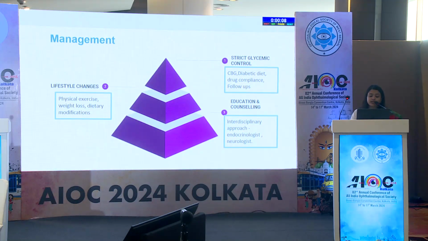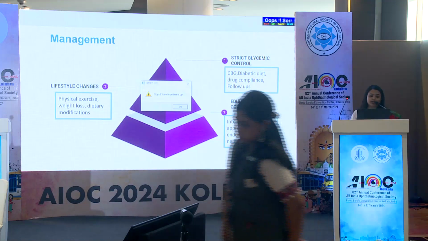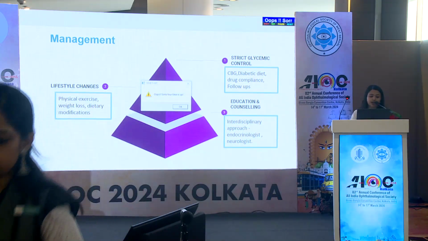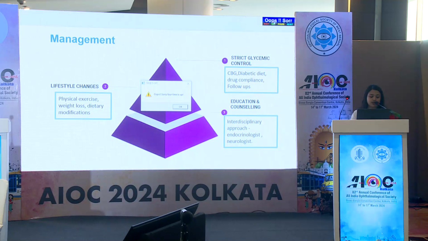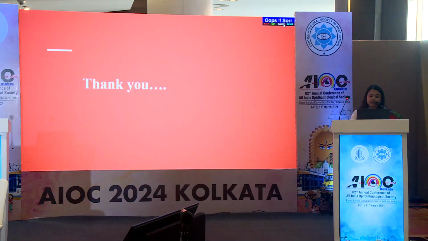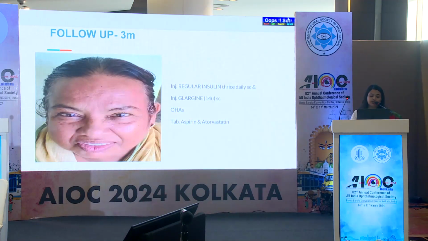But how does it differ? Here in this case, we have to treat the patient with an initial dose of steroids, followed by conservative ways of managing diabetic neuropathy patients, which include strict glycemic control, lifestyle changes, and educating the patient regarding the same. This is the 3-month follow-up picture of the patient. The patient was on regular insulin, Glargine, OHAs, aspirin and atorvastatin. Thank you.